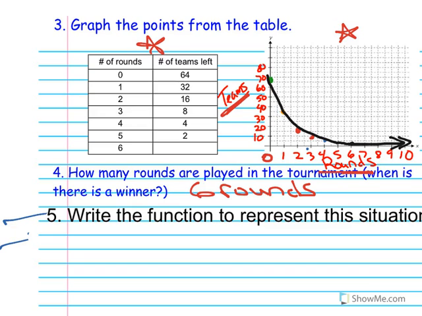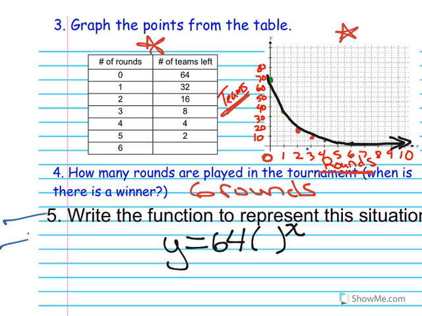So let's take a moment and write an equation to represent the situation. So we're going to write y equals, and our initial or starting value, if you remember from yesterday, is the first number, 64. In parentheses is the base, and then it is to the x power. The question is, what is the base? What are we multiplying by to get to the next number?